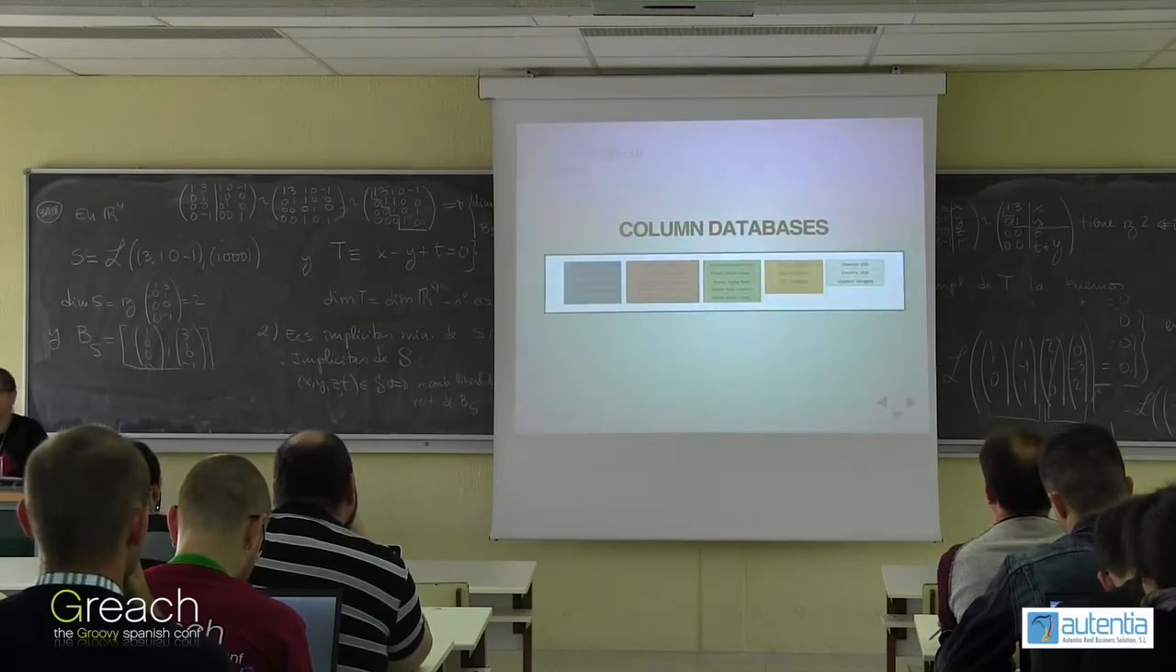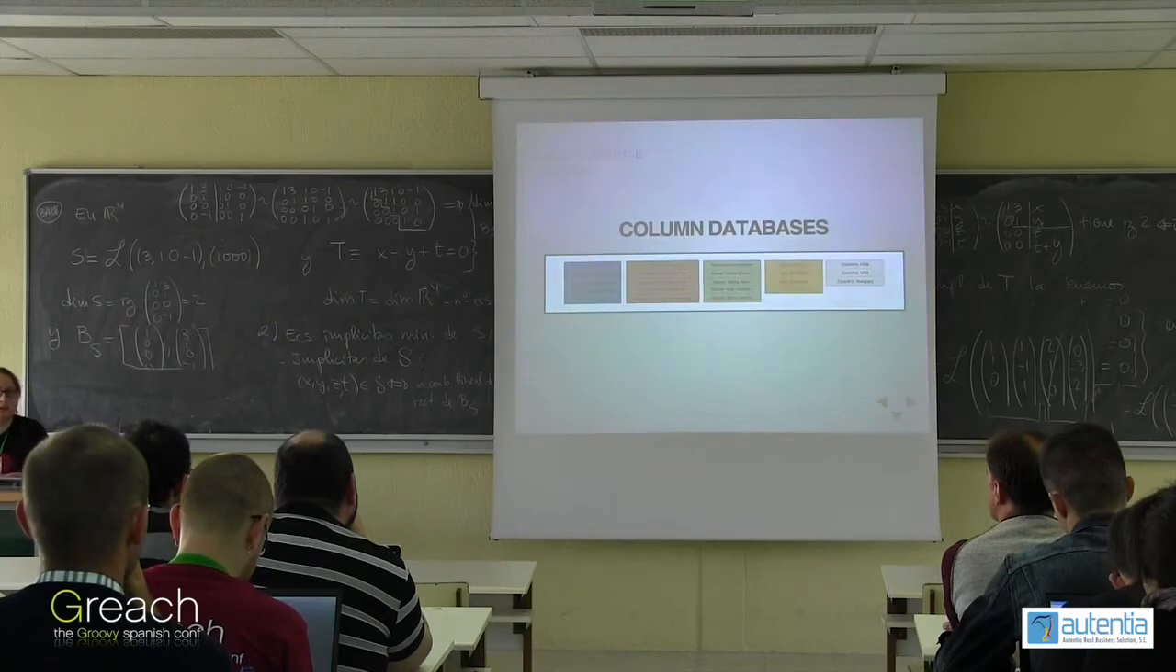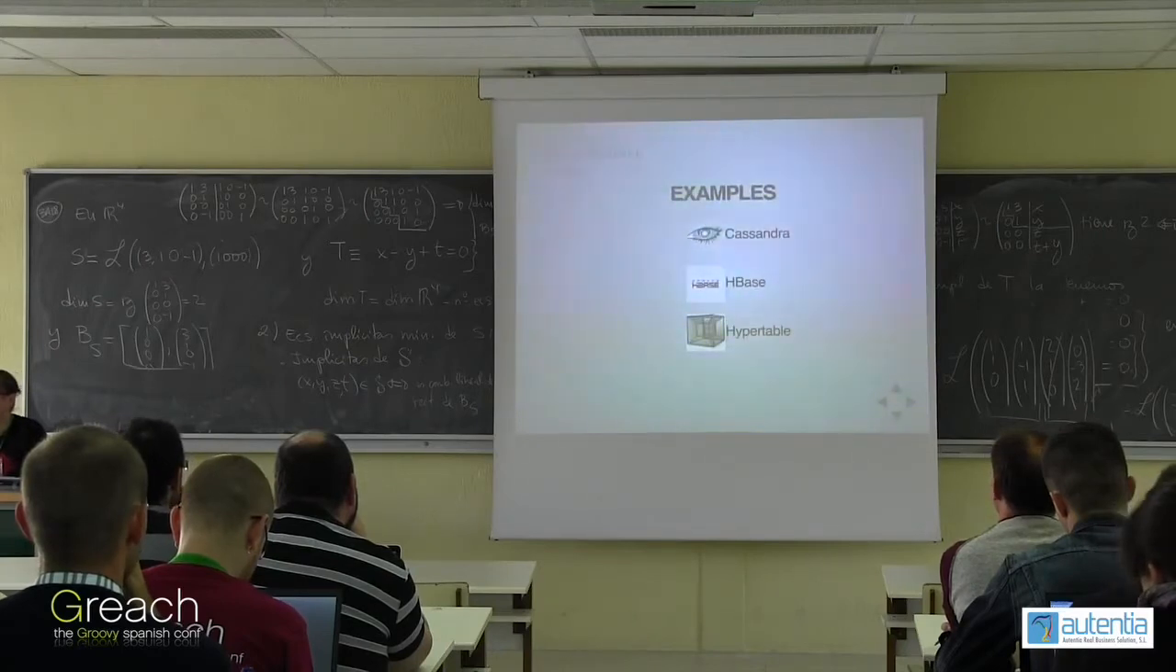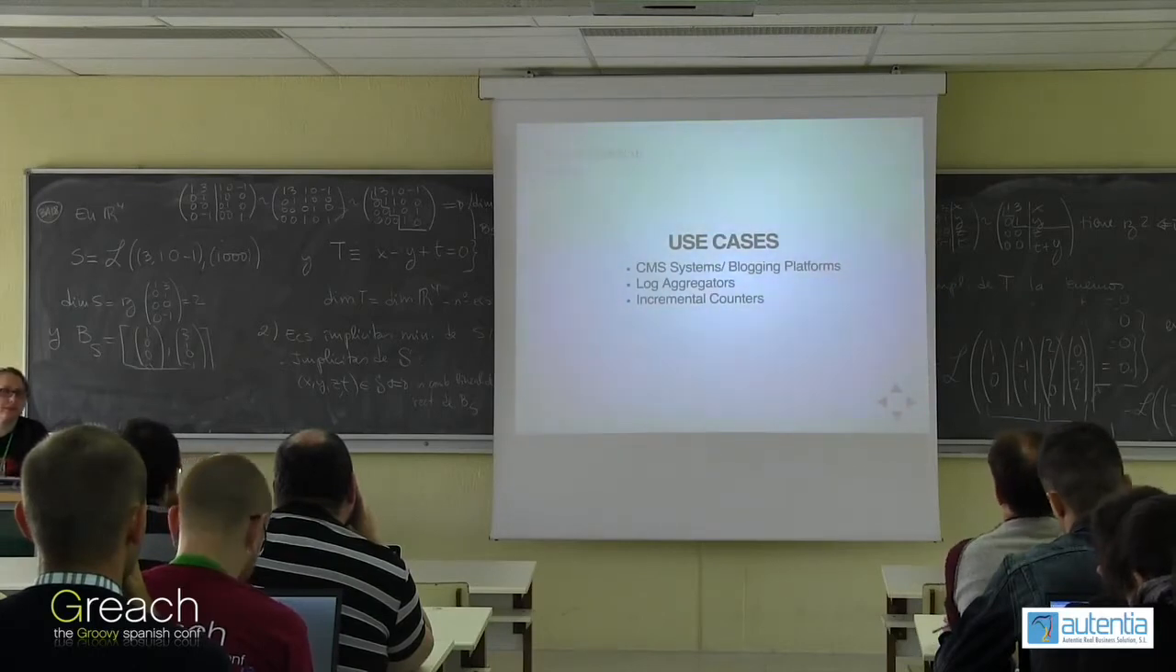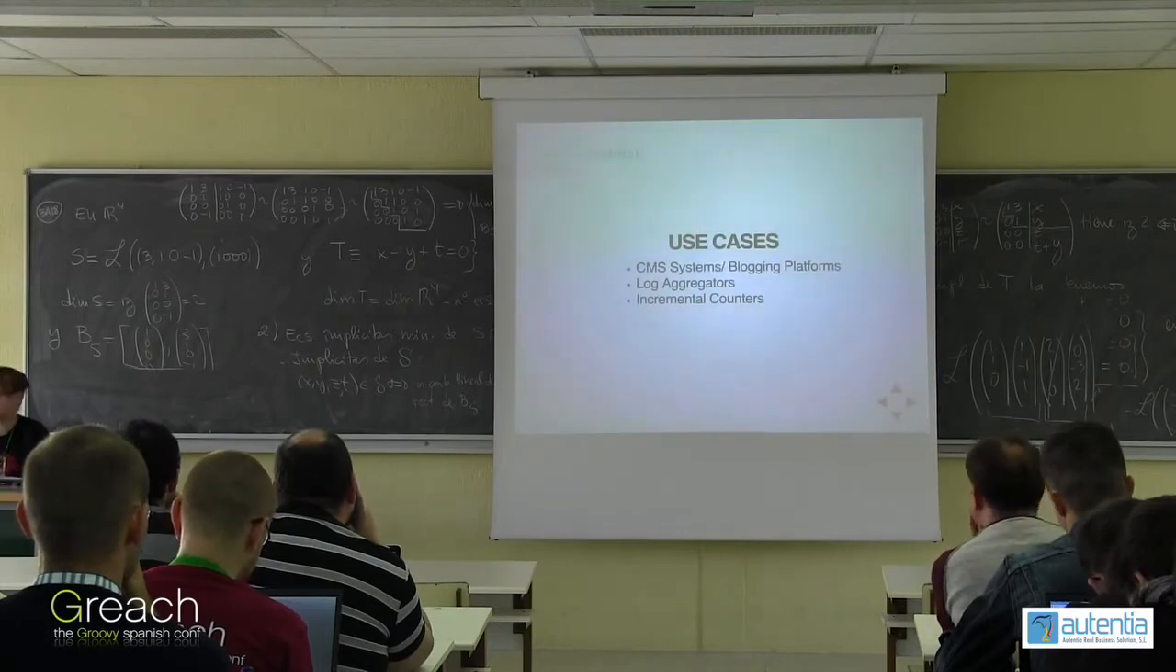I'm going to briefly go over column databases. If you were here yesterday, Jeff Beck gave a talk on Cassandra, which is an example of a column database, and definitely probably one of the most popular ones. There also are HBase and Hypertable as examples of things that can be used as a column database. The use cases are very similar to document stores. It's just different ways of how your data is set up and different ways to think about it.